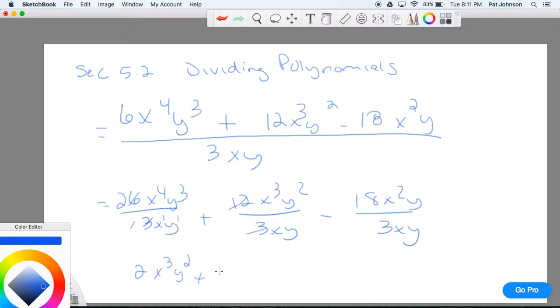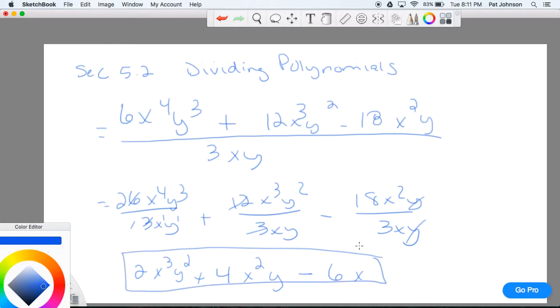This equals 4. X cubed divided by x is x squared. Y squared divided by y is y. Then we have minus 18 divided by 3 is 6. X squared divided by x is x. And then y, these are the exact same, so they cancel. Anything divided by itself is 1, so it's just 6x. And that's simplified, all right?